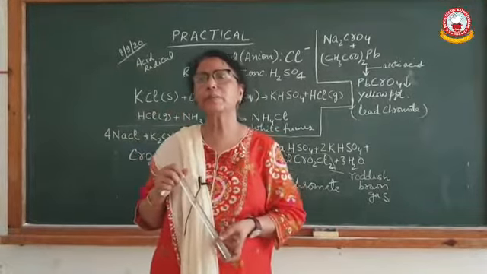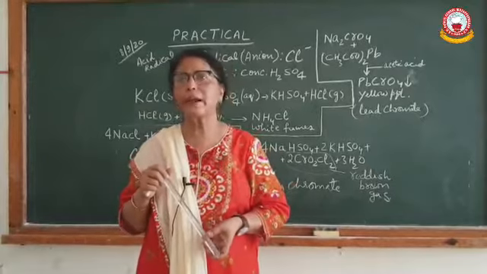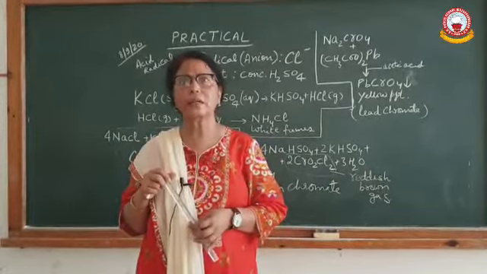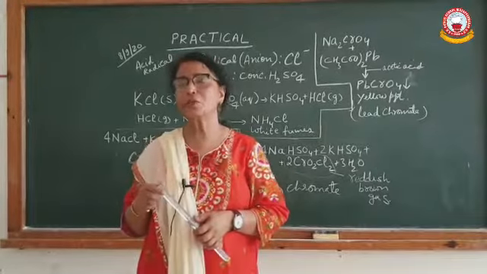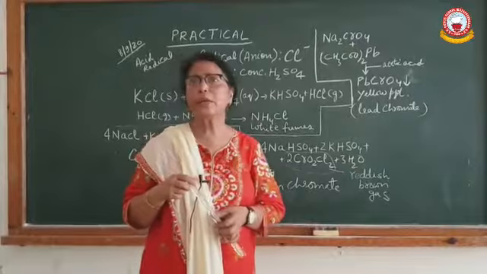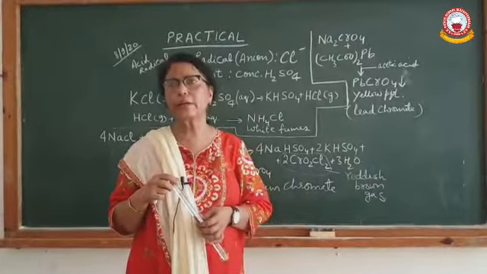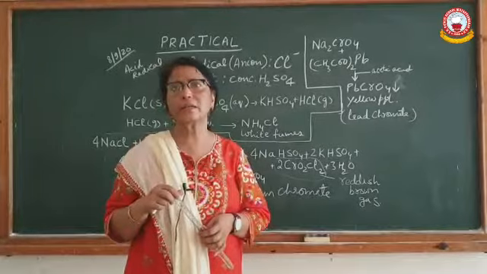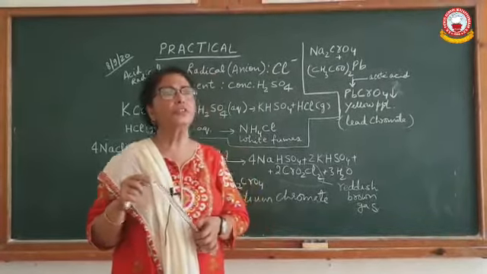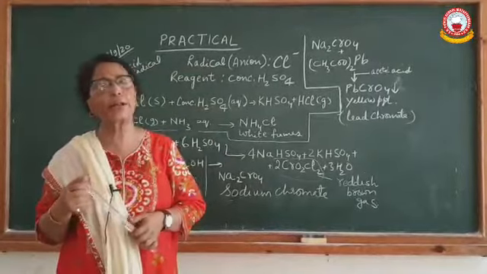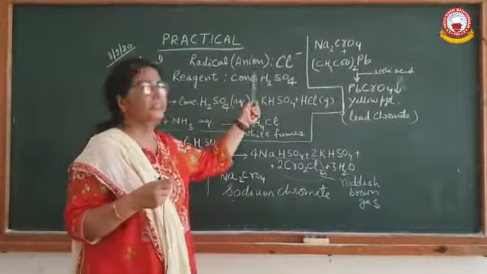Acid radicals we will be discussing. In your practicals, you have to find out the acid radical and the basic radical in the given salt, and in this group today I will be discussing chloride. It is in the second group of acid radicals, and the reagent which is used to test the identification of chloride is concentrated sulfuric acid.